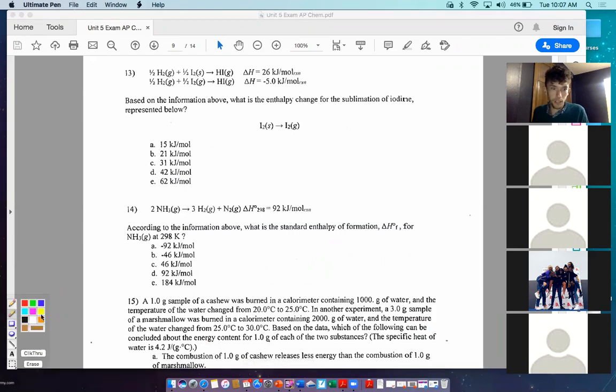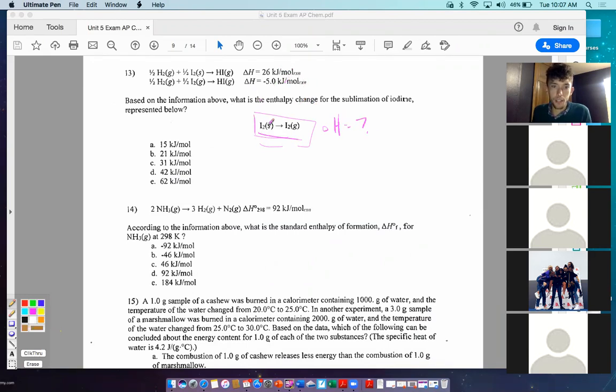Question 13. What is the enthalpy change for the sublimation of iodine represented below? Sublimation means solid to gas, right? So it looks like this is going to be a Hess's law question. This is the picture on the puzzle box for which I'm trying to find the delta H. And these are the 2 steps.